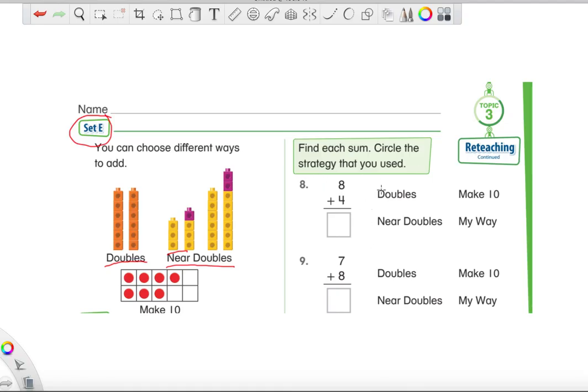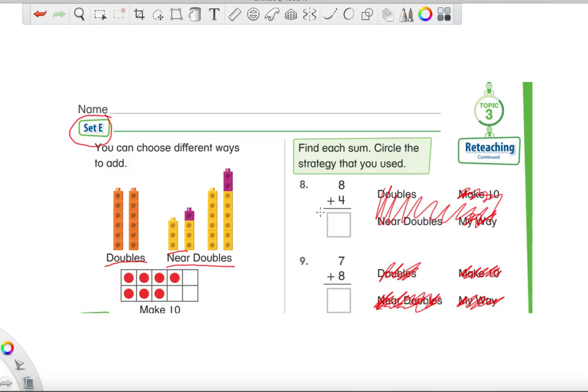So instead of all these things on the side here, because they want you to circle which way you want to solve each problem, I'm not going to have you guys worry about this. You're going to use whatever method works for you, okay? So don't worry about circling any of these. I want you to use the method that works best for you to solve these addition sentences.